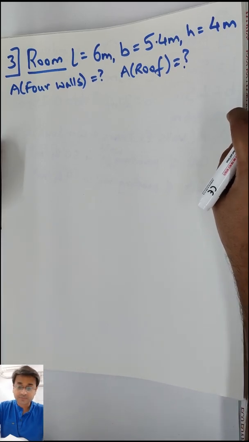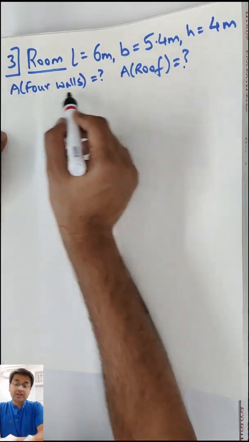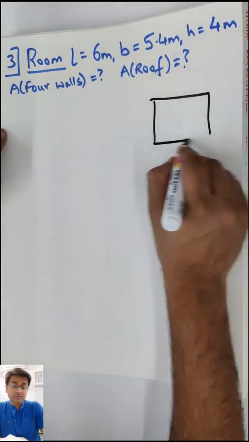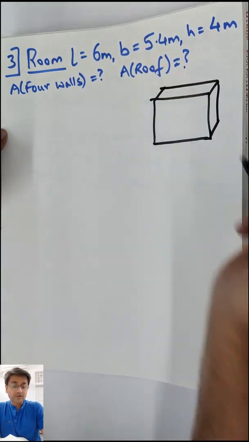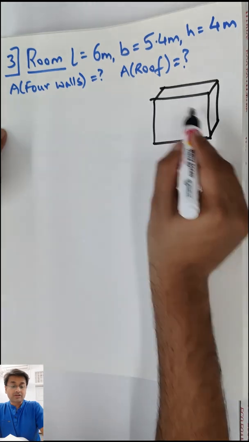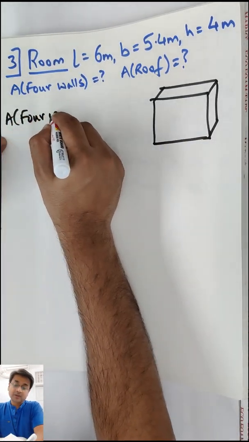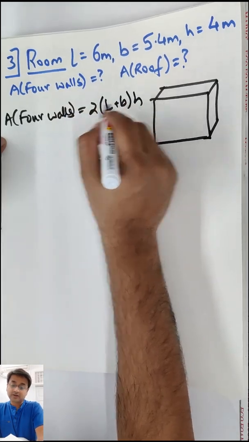Sum number 3. In the third one, they say a room, again length, breadth, height. What are the area of 4 walls and what are the area of the roof? So let's draw a diagram to imagine how the room will look. So it's like a cuboid. Yeah, area of 4 walls, that is 4 vertical walls. So we said area of 4 walls. The formula, anybody? Yes, twice length plus breadth into height.